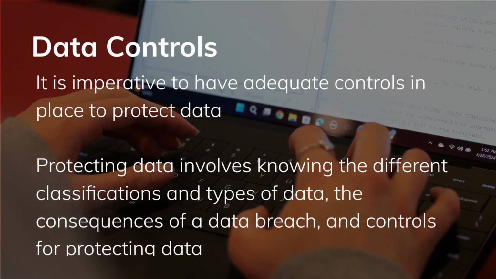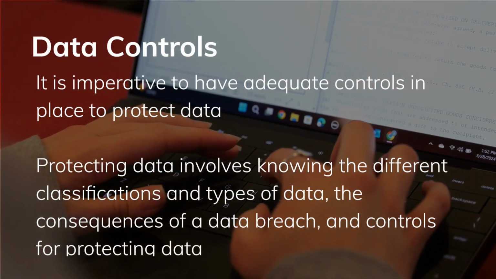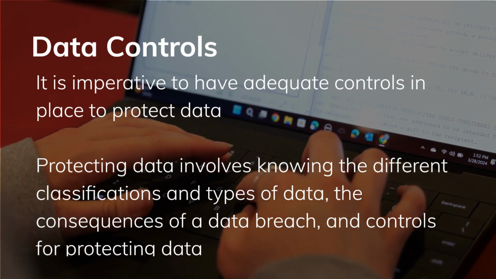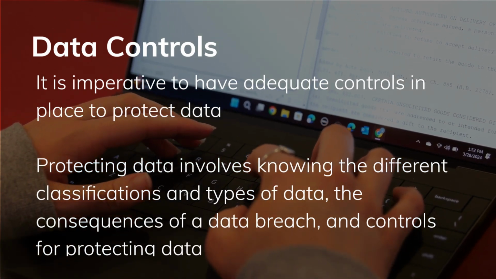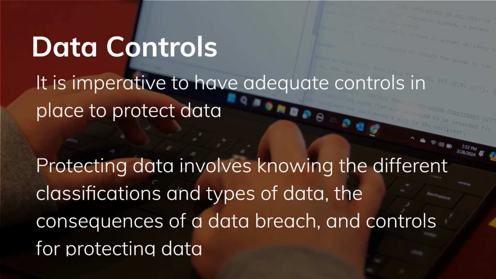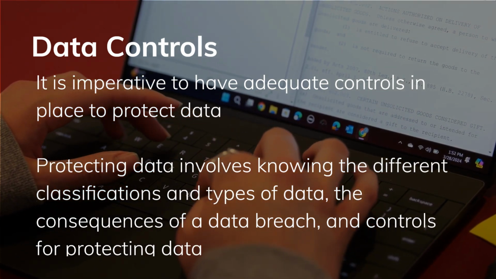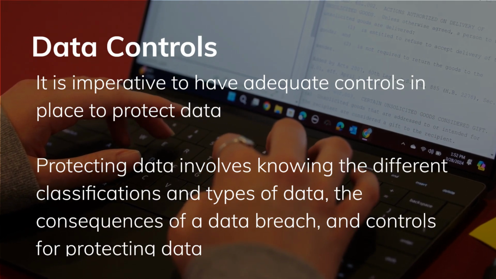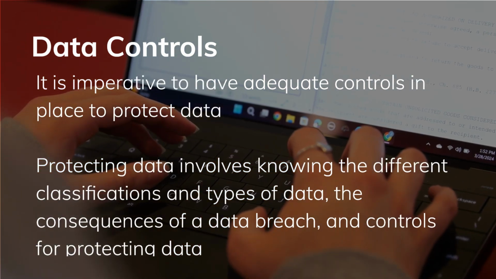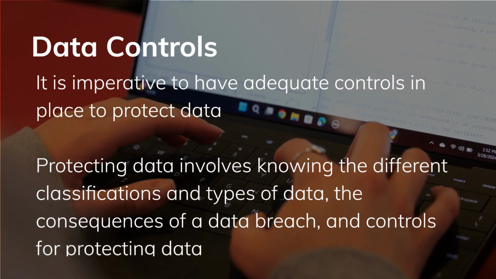Protecting data is essential for maintaining the confidentiality, integrity, and availability of information within an organization. Adequate controls must be implemented to ensure data security, involving several key aspects. Data classifications and types. Understanding the various classifications and types of data is fundamental.